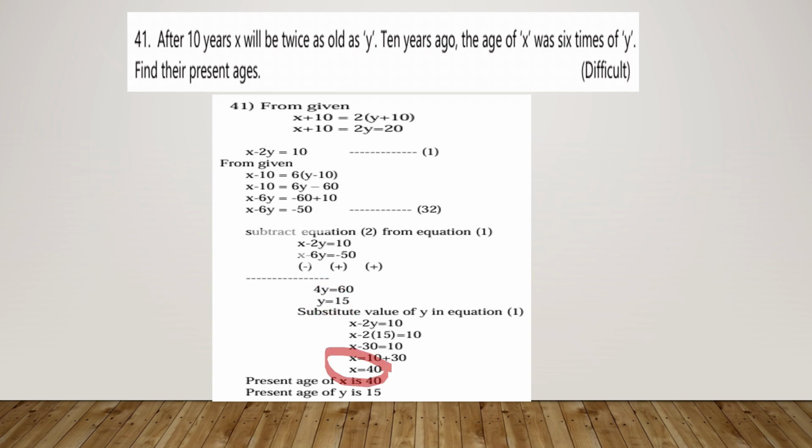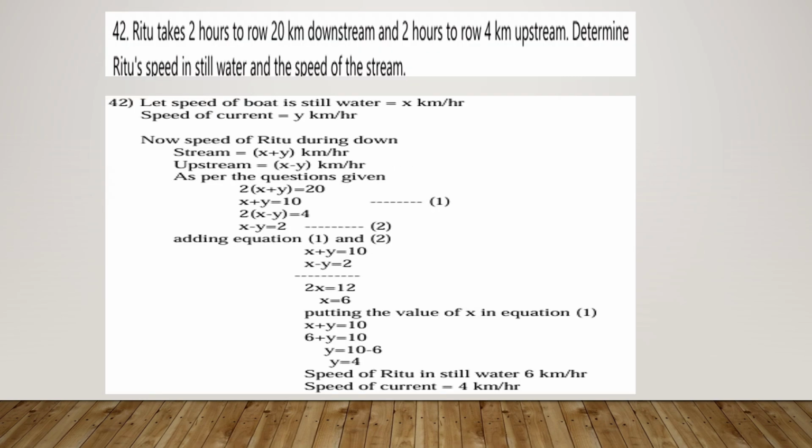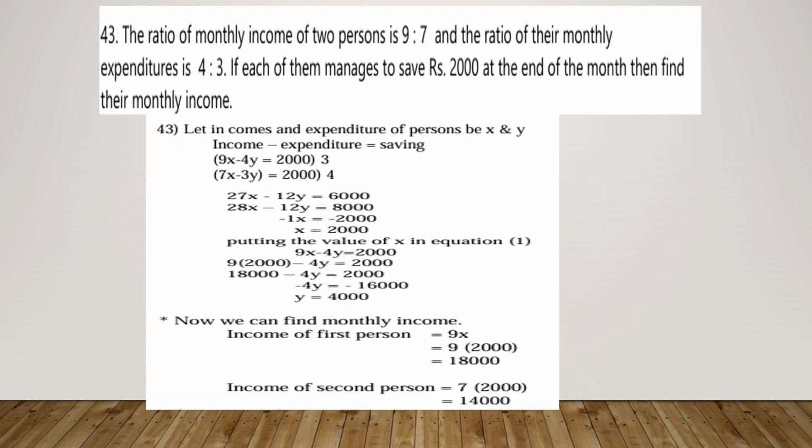So this is regarding question number 41. Question number 42, follow the same method. Take this one as homework. First you write it in the form of equation, then solve 1 and 2. Then you will get the value of x, then you will get the value of y. So take question number 42 as homework.